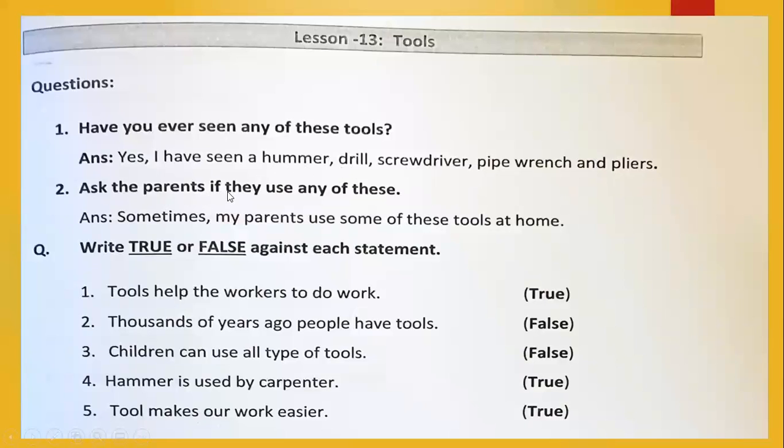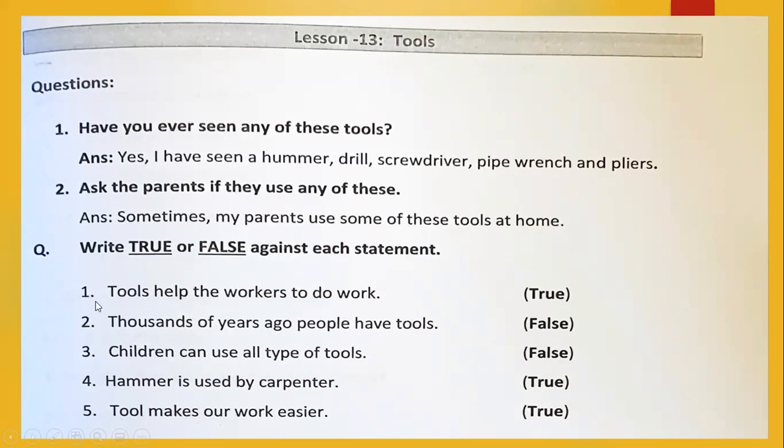Ask the parents if they use any of these. Sometimes my parents use some of these tools at home. Very easy, and up to you, whatever you write here. These two questions are in your book. Now we have true false for you to learn properly for your exams. And then you have to write all these question answers and the true false in your notebooks.